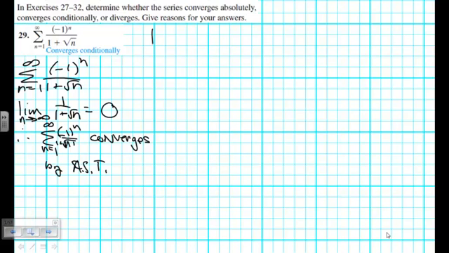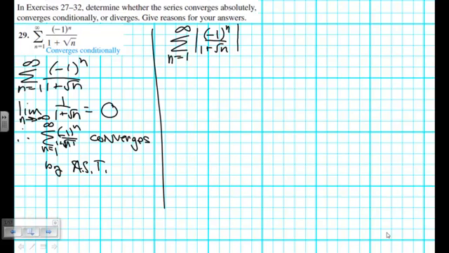Part 2. Does it converge absolutely? What happens if we take this and put a big old absolute value around it? Okay, well, we can eliminate the sign if we clean it up, so it's the absolute value of 1 over 1 plus root n. Now what does that look like? That looks like 1 over root n, which we know is divergent. We just have to prove it.